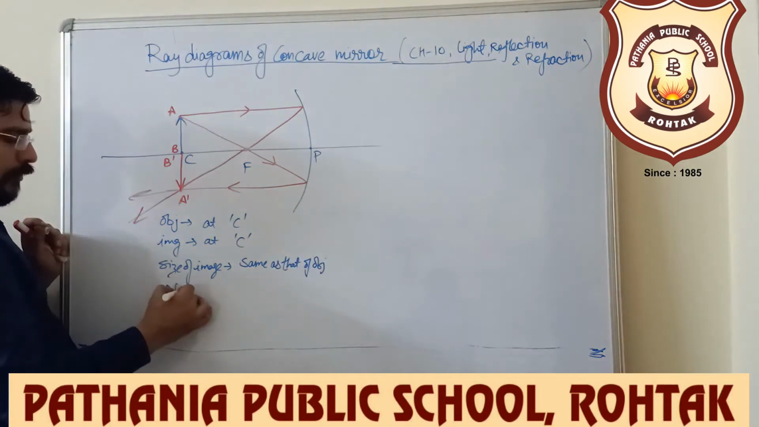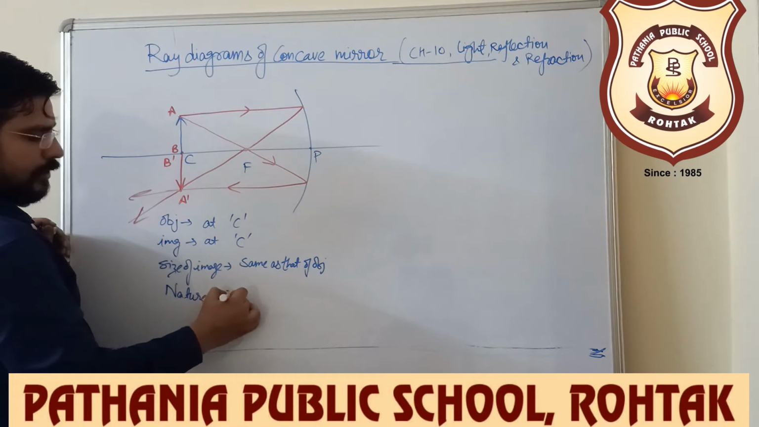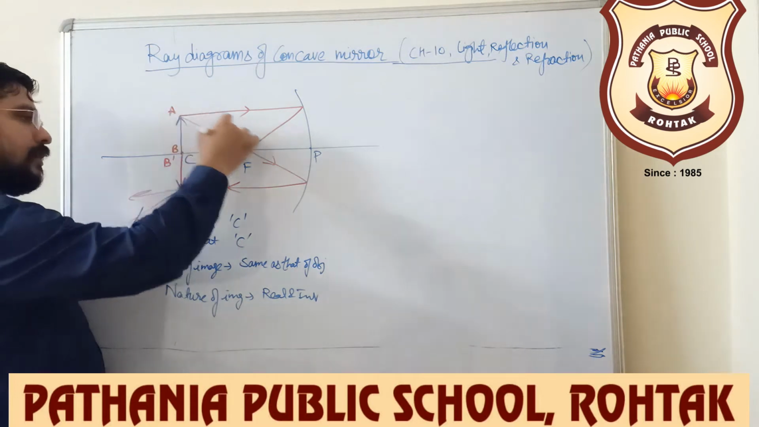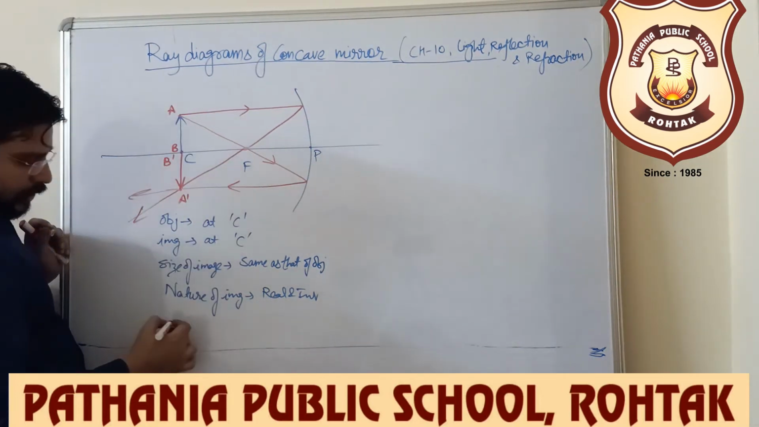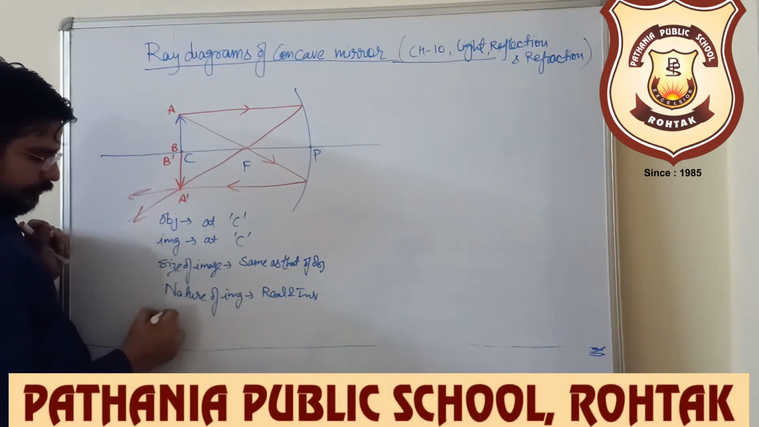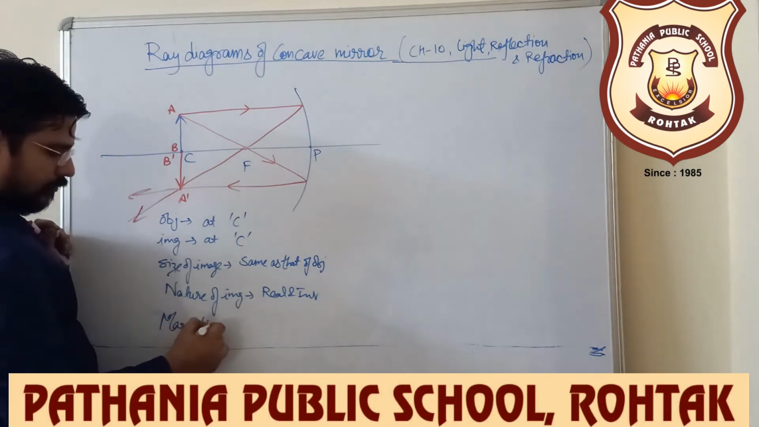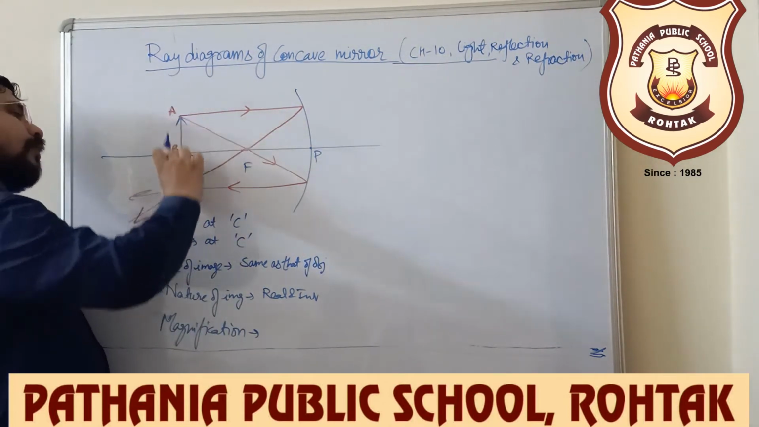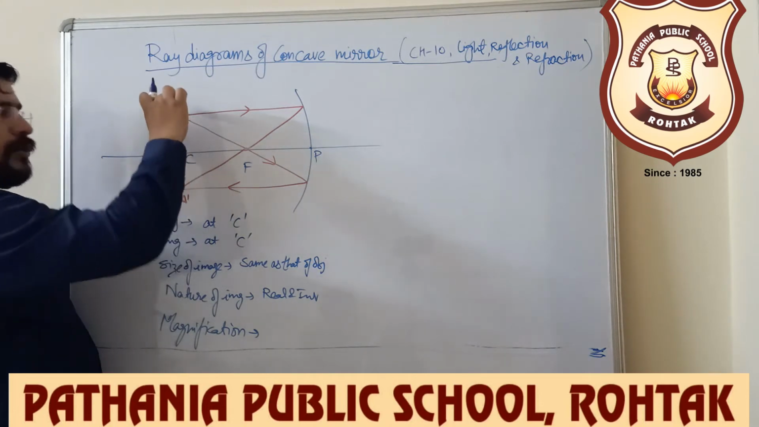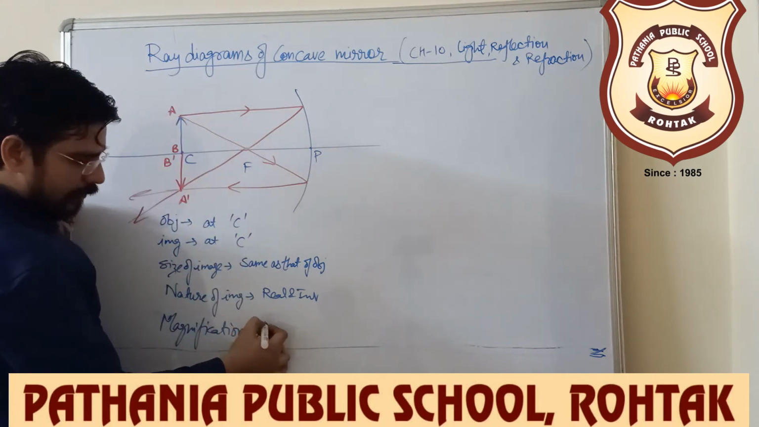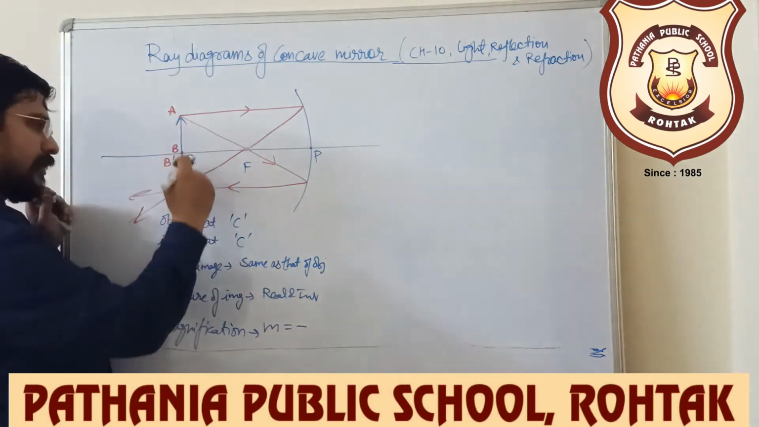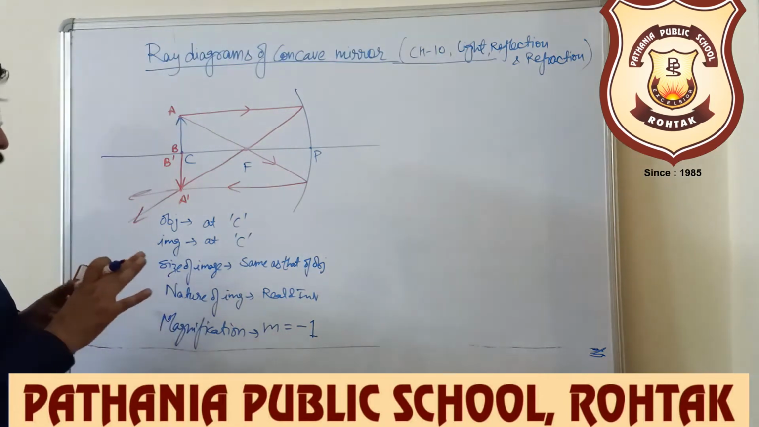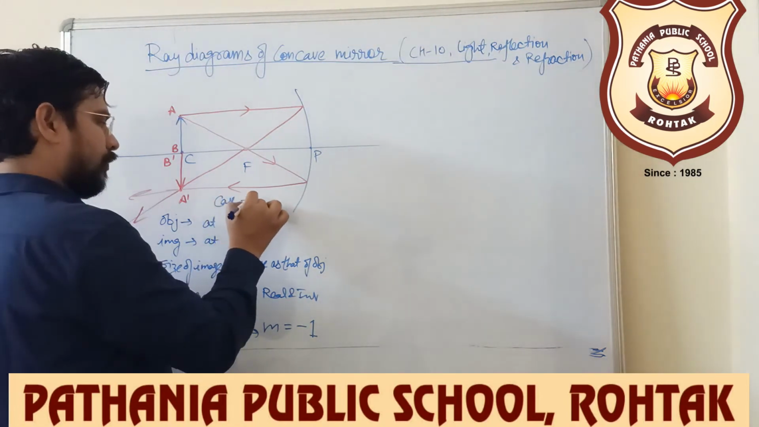And about the nature of the image, the nature of the image is real and inverted again, as rays of light are actually meeting after reflection. And the magnification here, as the image is of the same size as that of the object, the magnitude of magnification is going to be 1, because it is the ratio of the size of image to the size of object. And magnification m is going to be negative because the image is inverted, and its value is 1 because the size of object is equal to the size of image. Similarly, this was case 3.